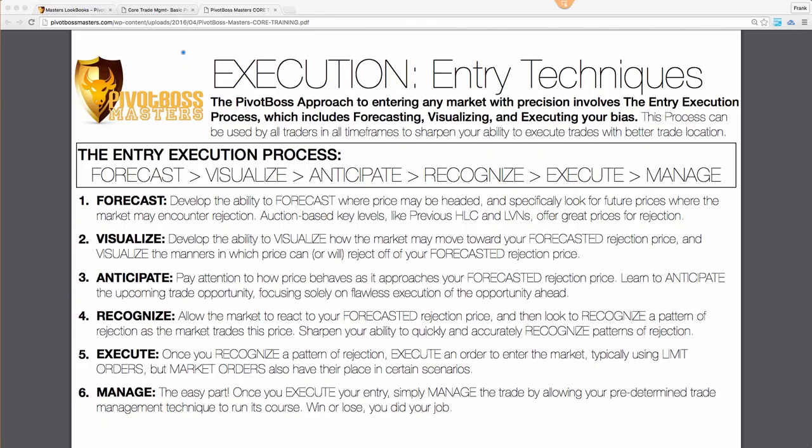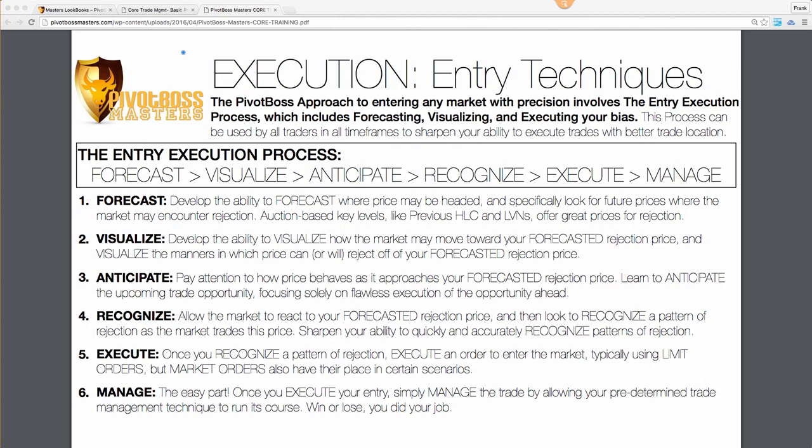And then lastly, it's manage. The easy part, right? This is the easy part. Once you execute your entry, simply manage the trade and allow your predetermined trade management technique to run its course. Win or lose, you did your job. That's the entry execution process that I typically follow.